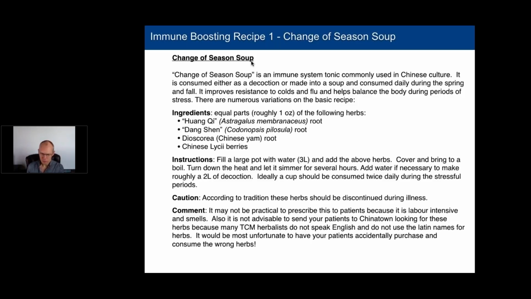So you can read that if you want. You don't need to know this for the exam, but the main herb in this is astragalus and another herb called codonopsis. Those are the two main immunomodulators, immunostimulants. Chinese lychee berries, or wolfberries, also have some immunomodulating, immunostimulating effects.